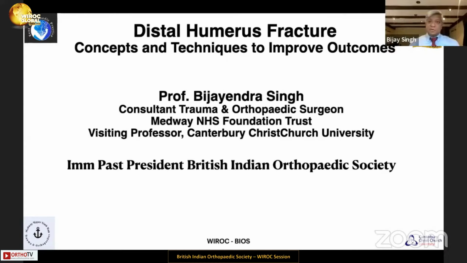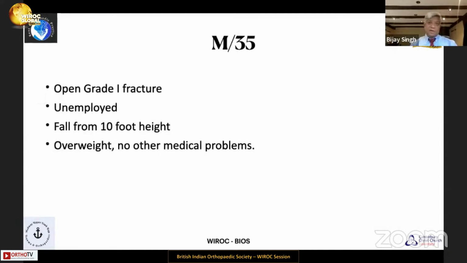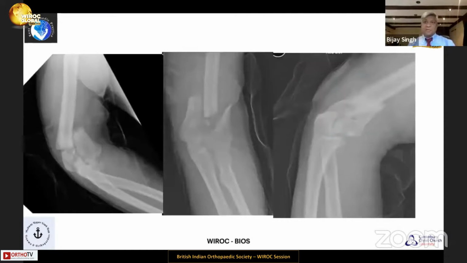Thoughts on distal humerus fractures and my take on this. So I'm just going to start with showing you an example of a 35-year-old man who fell from a 10-foot height and had an open grade 1 fracture. He was only overweight, but had no other medical problems. So these are the type of injuries that I'm talking about.